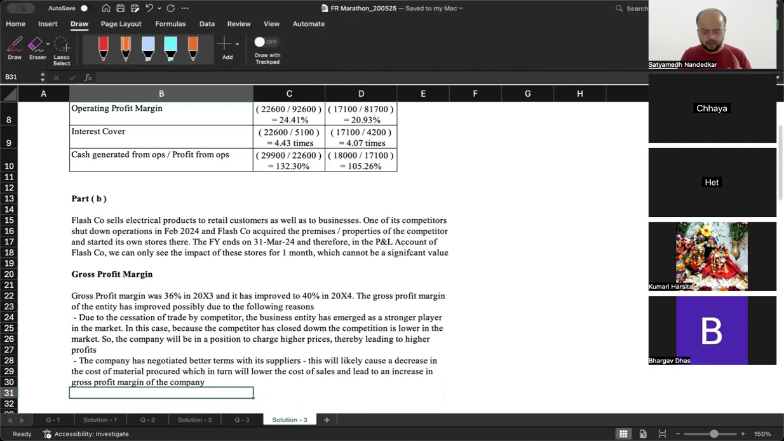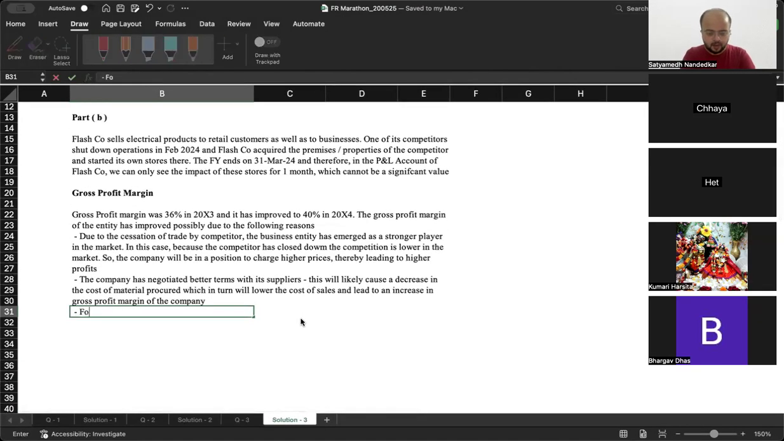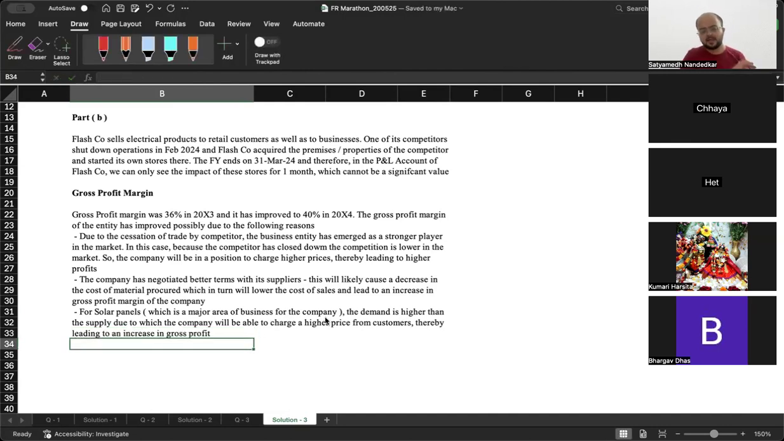एक और मिनट रुक जाओ, एक और पॉइंट था अपना. Again, the demand for solar panels, which is one of Flash company's main areas of business, is greater than supply. For solar panels, which is a major area of business for the company, the demand is higher than the supply, due to which the company will be able to charge a higher price from customers, thereby leading to an increase in gross profit. ठीक है? सारे के सारे रीजंस आपने अच्छे से एक्सप्लेन कर दिए.